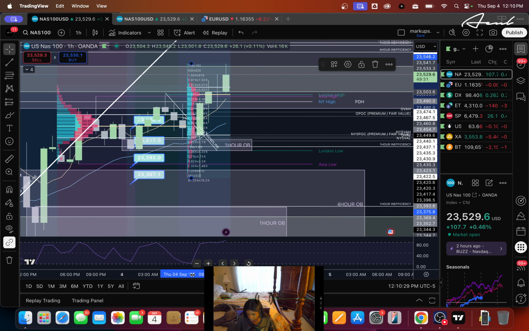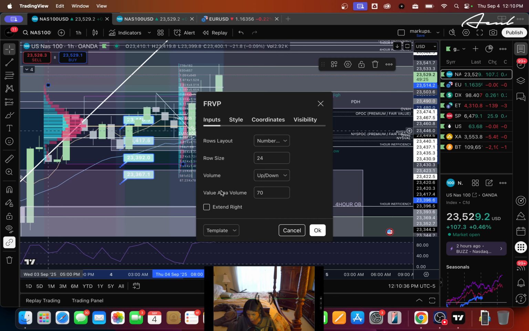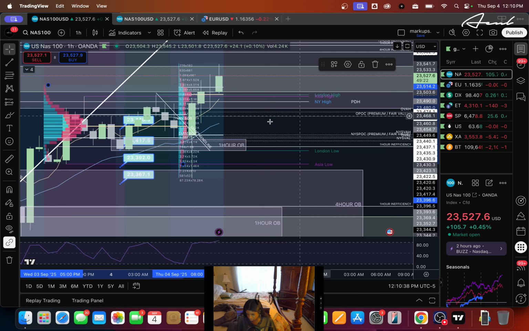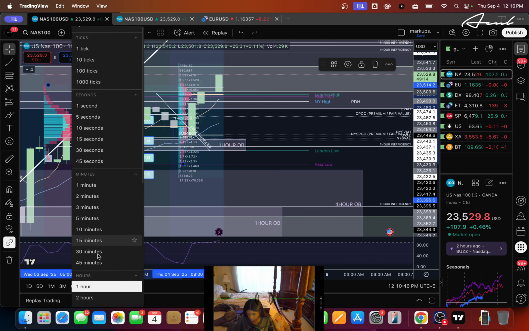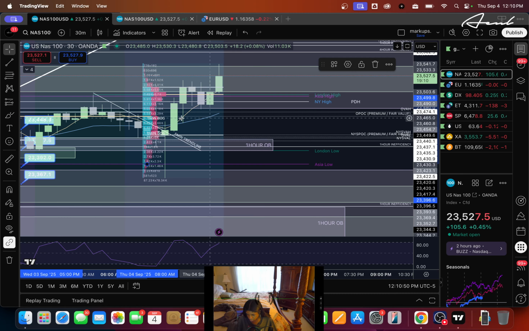And then we had our, hopefully this one is not extending. Yeah, it's not extending to the right, but for whatever reason, I had the overnight premium high marked off right here. I'm not necessarily sure what's going on there. Maybe on the 30-minute it looks a little bit different. Yep, and it does. So for whatever reason, it kind of is off like that.